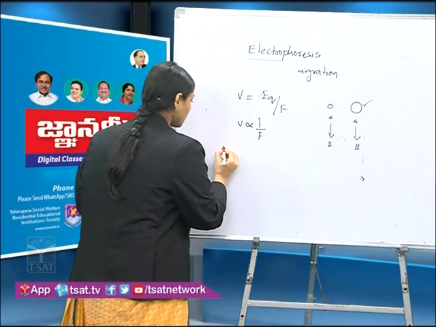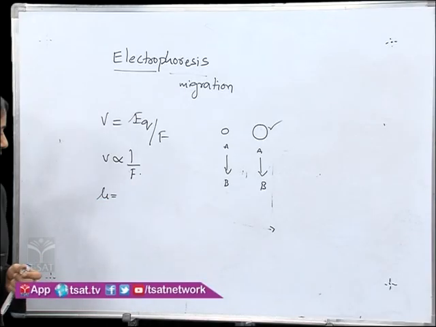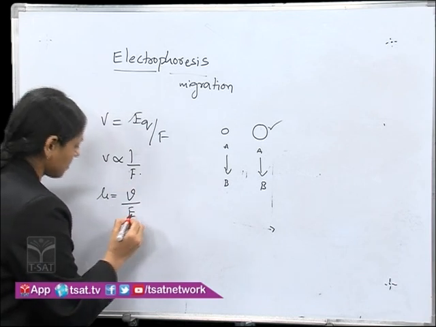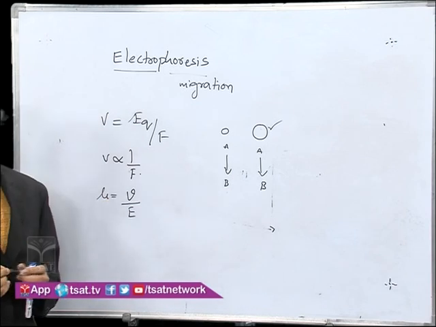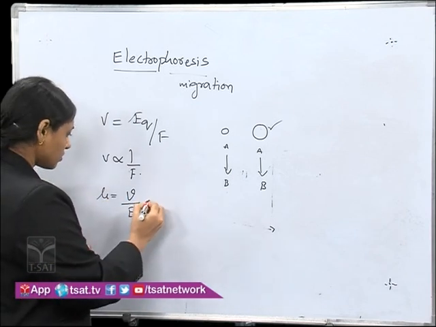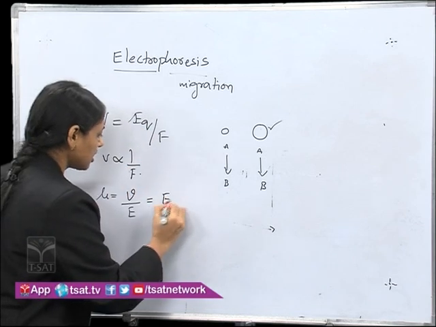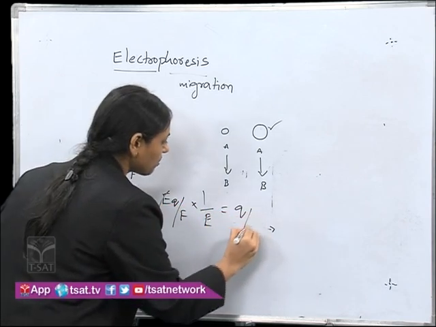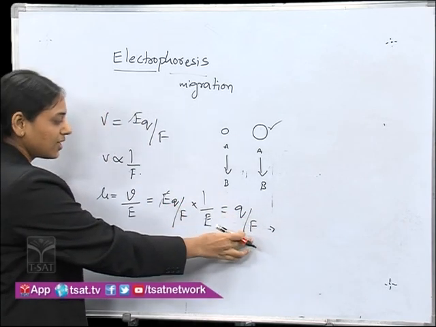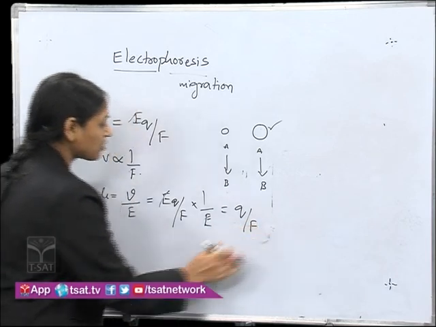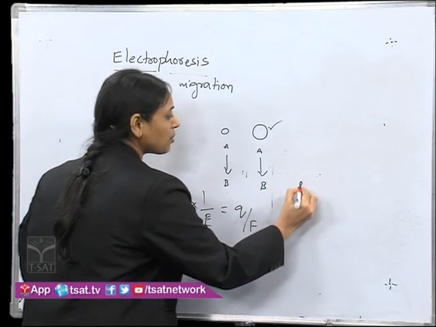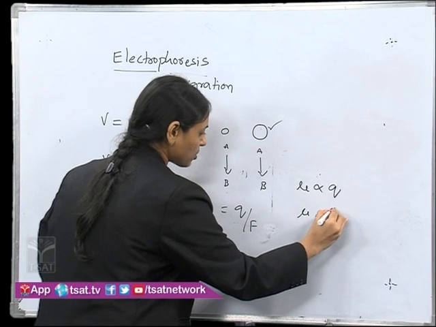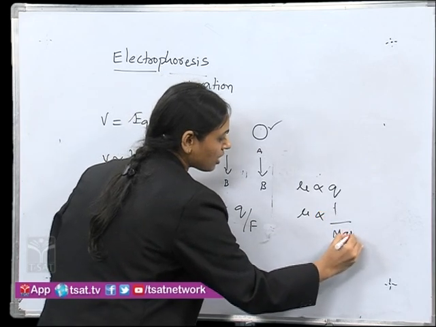Okay. If we see the electrophoretic mobility, mu, it equals the velocity of the molecule divided by the electric field E. So, if we substitute the formula here, EQ by F into 1 by E, it would be Q by F: charge and frictional coefficient, which is the mass and shape of the molecule. So, electrophoretic mobility is proportional to the charge and inversely proportional to the mass of the molecule.